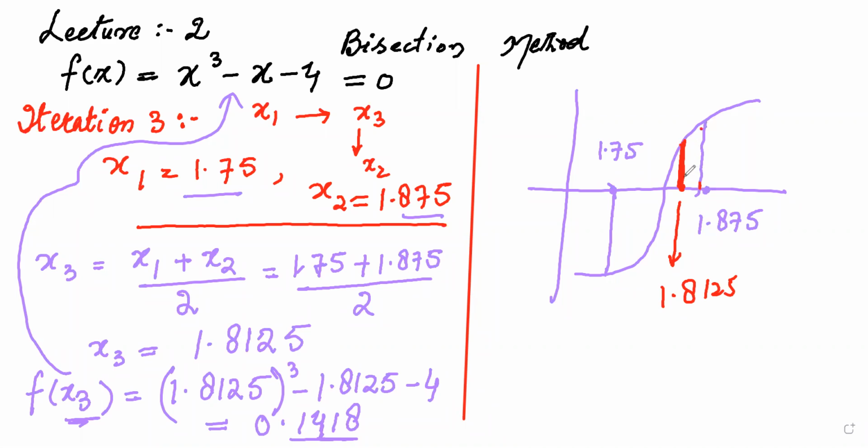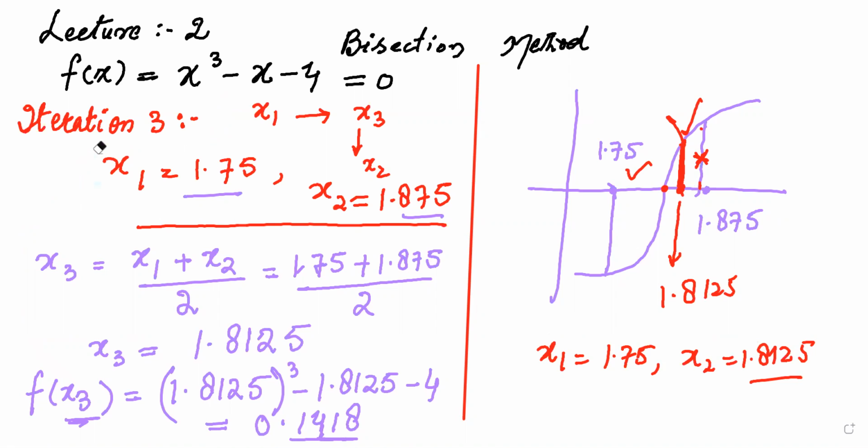So in the next search domain, I will have to replace this value of x by this value of x. The reason is simple, because this value is very, very close to this solution point. So my new search domain will have the same value of x1, x1 equal to 1.75, but now my x2 will be 1.8125. So I will begin my next iteration, that is iteration 4.